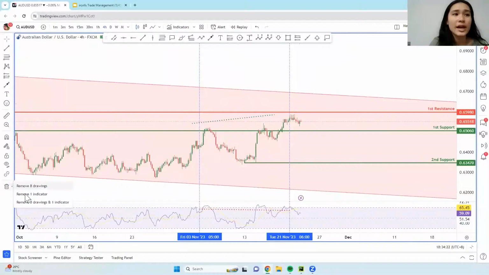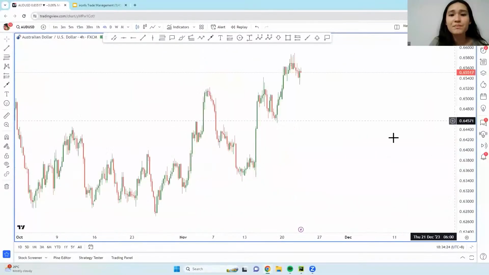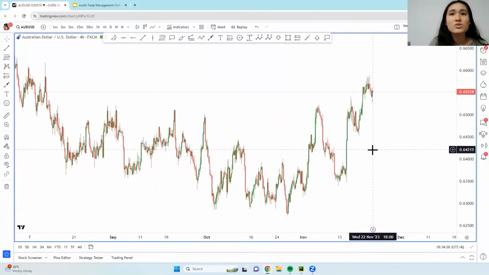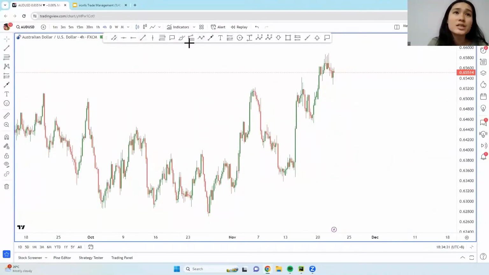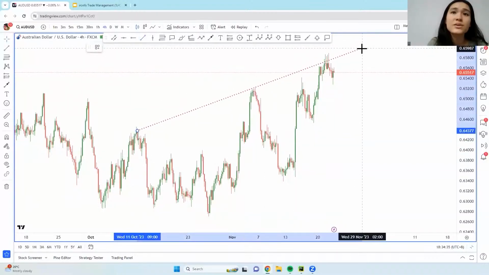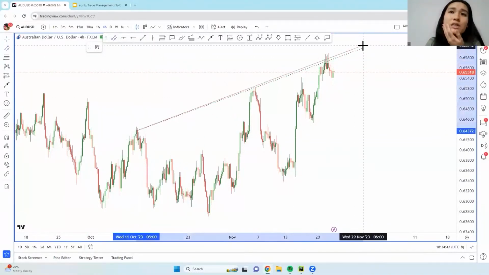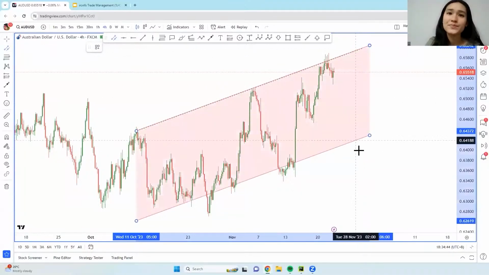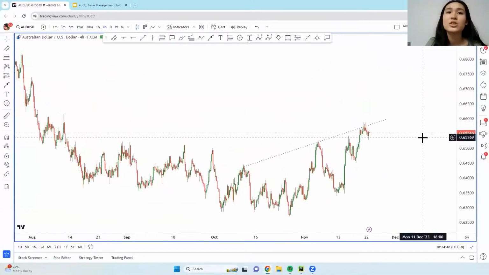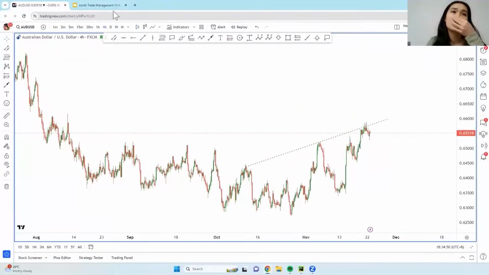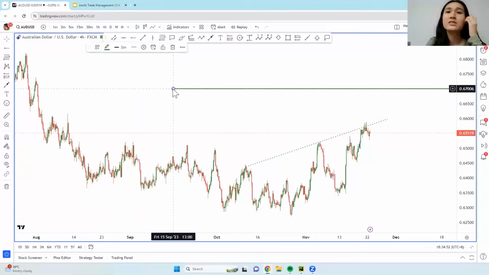Now let's take a look at our 4-hour time frame. Okay. So on our 4-hour time frame, it's actually pretty bullish. We have an ascending trend line. Let's see if we have a trend channel as well. Okay, no, but we have an ascending trend line. Now let's go in with our support and resistance levels.